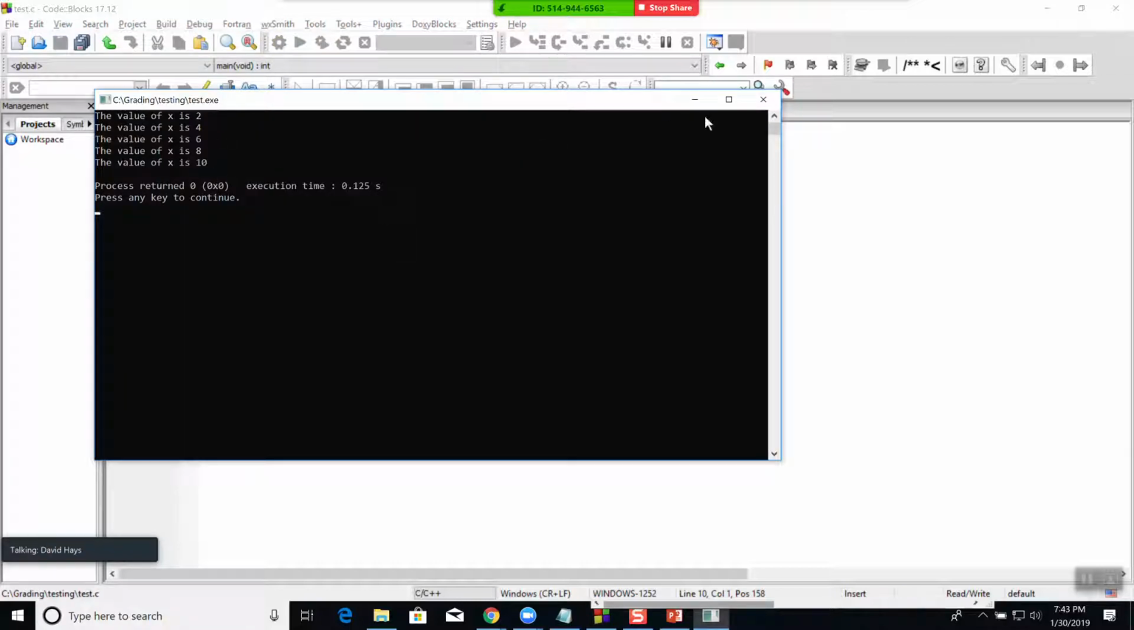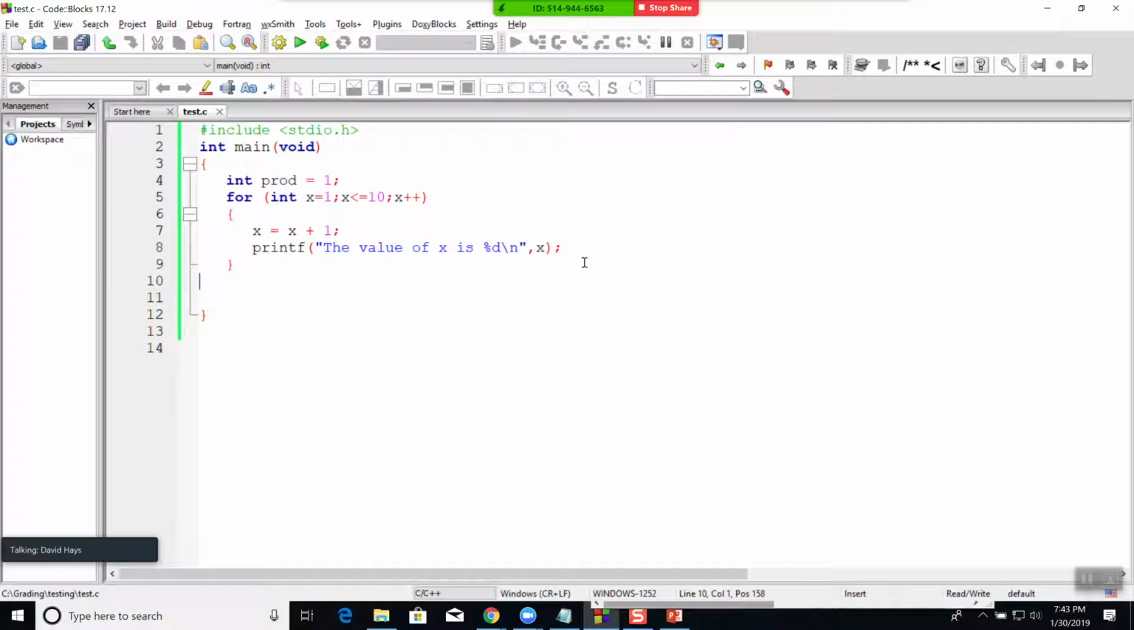2, 4, 6, 8, 10. If I wanted to go 2, 4, 6, 8, 10, what should I change up here? What would this start at? 2. So I want to start at 2, right? And then I'm going 4, 6, 8, 10. So I'm increasing it by 2. Never, never do that where you're changing the value of your variable within your loop.